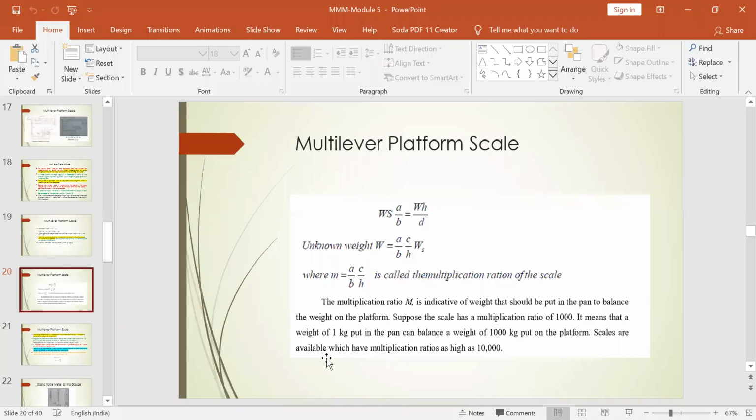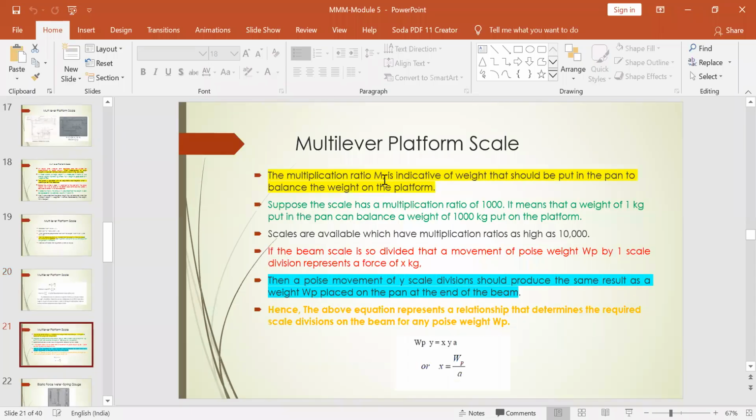So scales are available which have multiplication ratios as high as 10,000. We just spoke about 1000. Similarly, you have multiplication ratio scales up to 10,000. So you can guess how huge a weight you can measure by using the multi-lever platform scale method. This multiplication ratio M is always indicative of the weight that should be put in the pan to balance the weight of the platform. The same thing is being told.